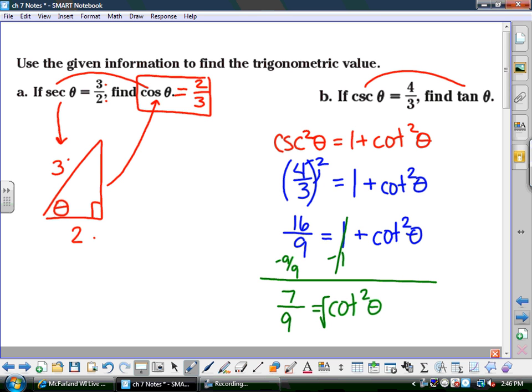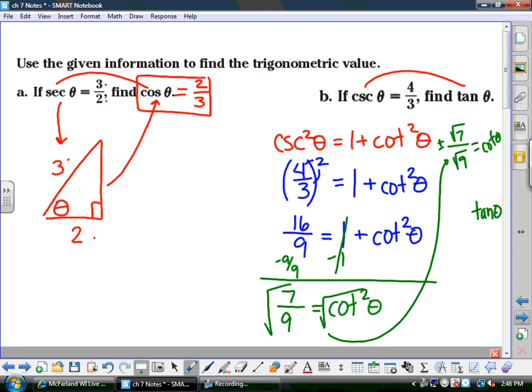Take the square root of both sides, and don't forget your plus or minus. To get that, the square root of 7 over the square root of 9, plus or minus, equals the cotangent of theta. But we actually wanted the tangent, so the tangent is going to be the reciprocal of that. Flip it upside down. Square root of 9 is 3, so we get 3 over the square root of 7, and keep the plus or minus out front.